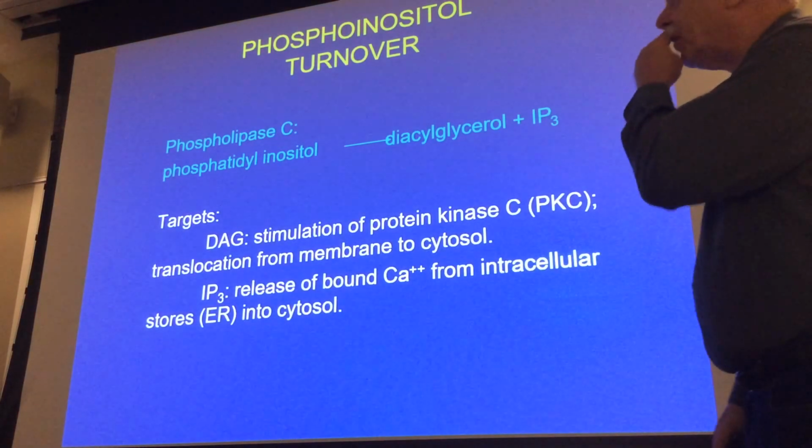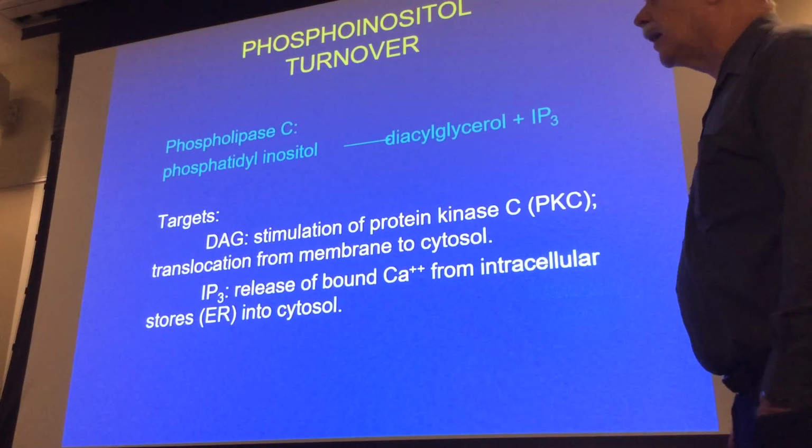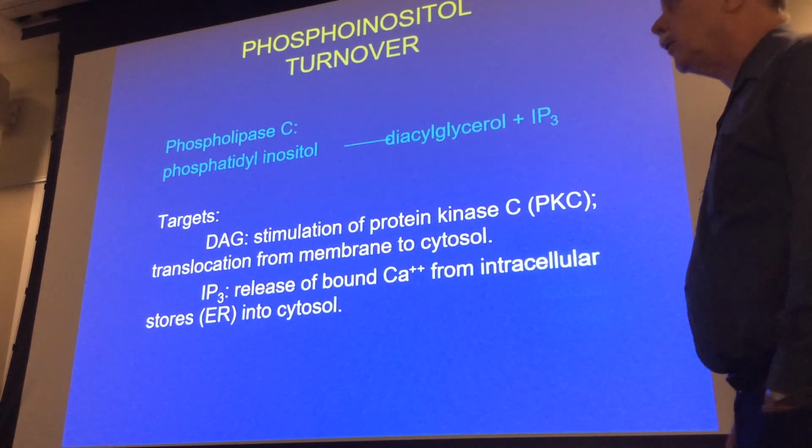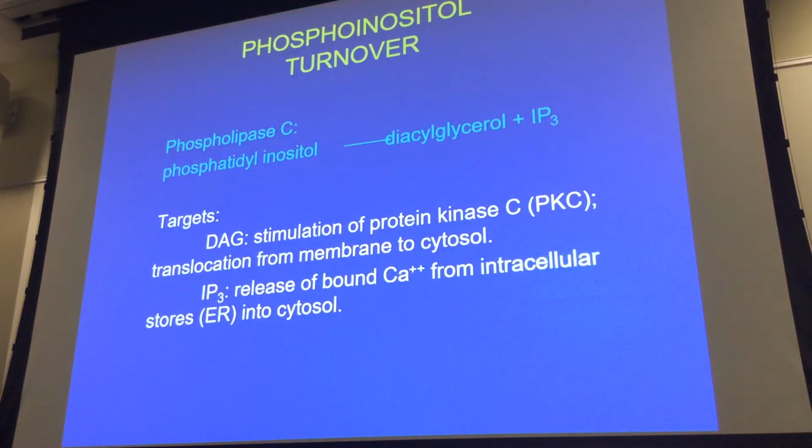The final effector I'll talk about is the effector that's coupled to Gp or Gq, depending on the nomenclature you prefer. And the effector is generically referred to as phosphoinositol turnover. Phosphatidylinositol is an intrinsic lipid that's present in every lipid bilayer in every cell. So it's a ubiquitous lipid.